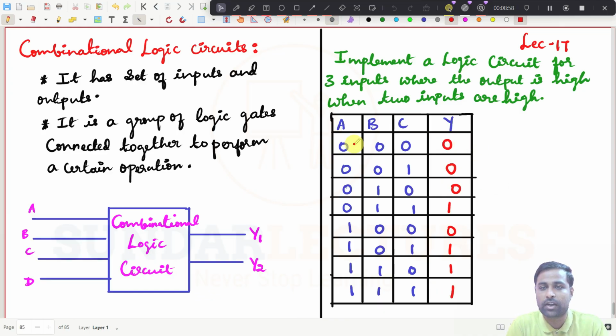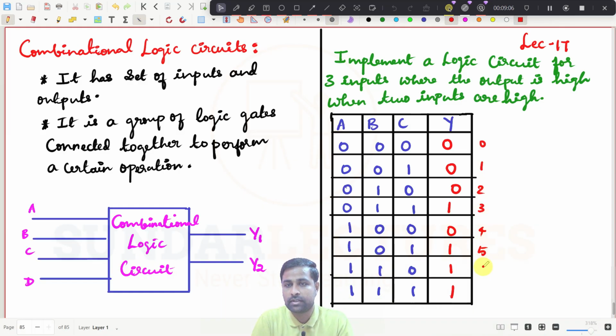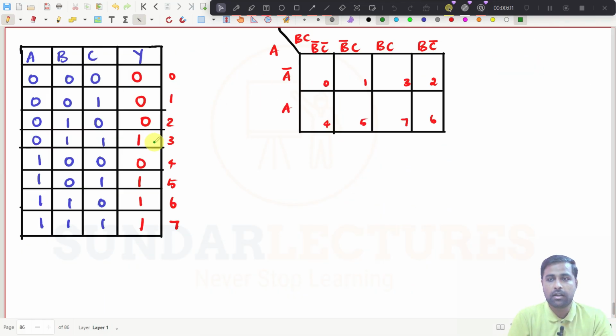What is the minterm for this one now? This is 0, 1, 2, 3, 4, and then 5. This is 6, this is 7. Now what you can do, you can simplify this equation using a Karnaugh map, and you will get a simplified expression. That is what we are going to do. Now I have taken it like this. So this is a 3 input system, so I have taken a 3 variable K-map. What you need to do is put 1 where the minterm is high. 3 is 1, so this is 1. 4 is 0. 5, 6, and 7 are 1. So 5, and then 6, and then 7. All other cells will have 0.